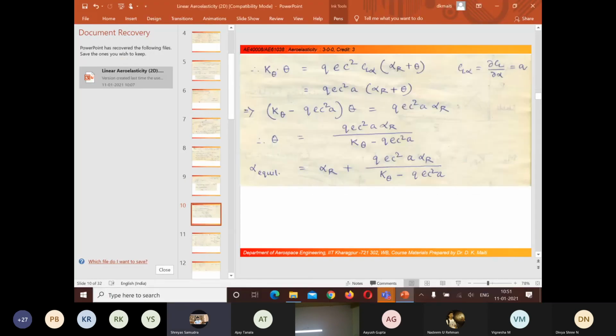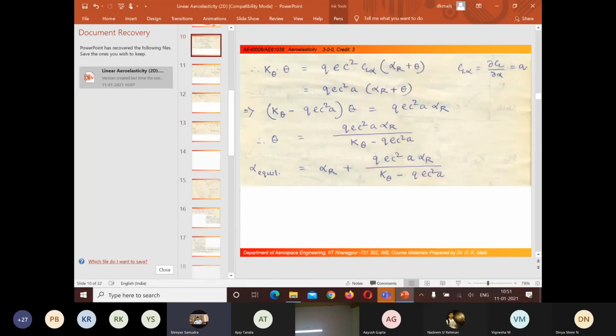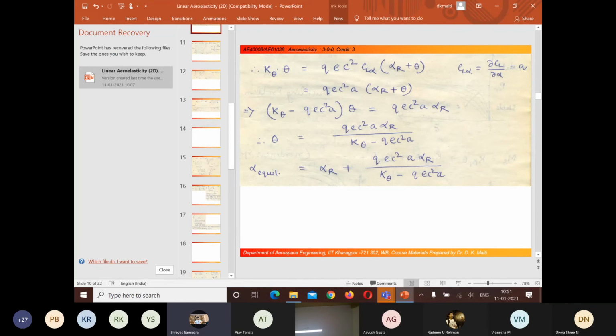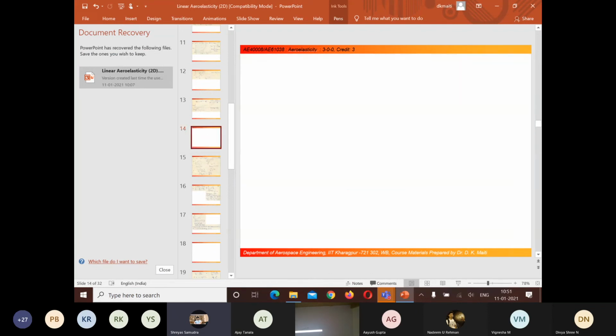Sir, I want to know which theta should we consider? I mean, theta for which span-wise location? Theta will be different for different points along the span of the airfoil. Yeah, that is true. Actually, let me explain this modal concept. Then you will get the idea about what I am considering.